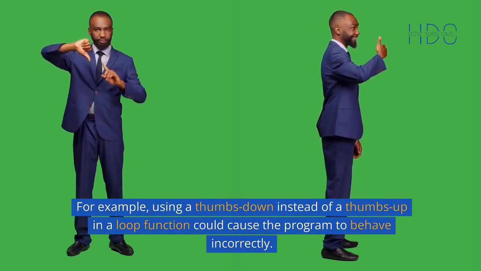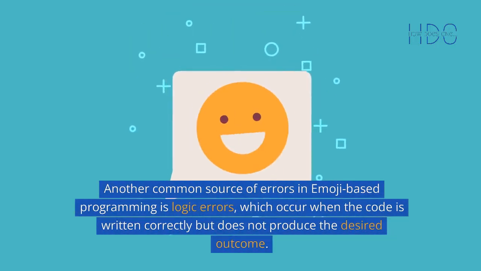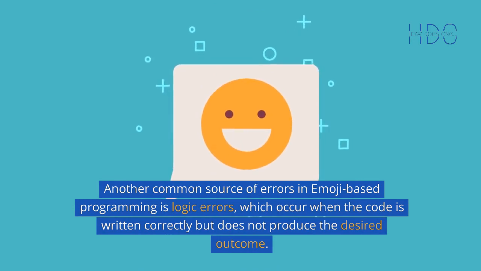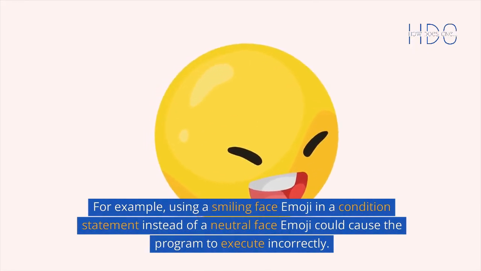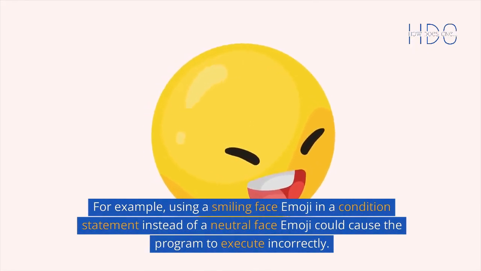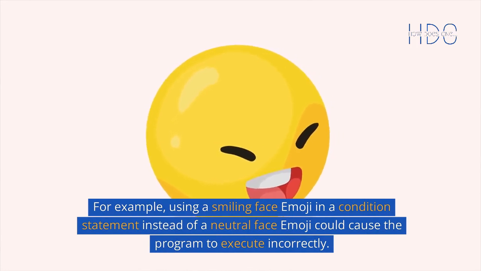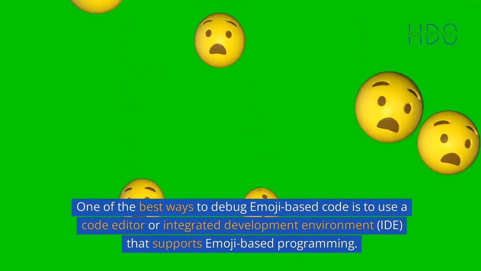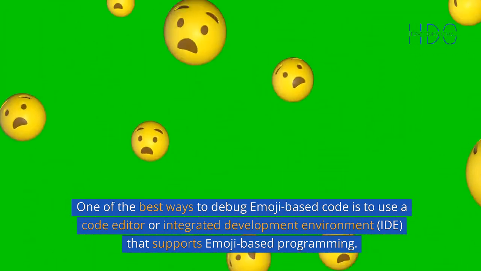behave incorrectly. Another common source of errors in emoji-based programming is logic errors, which occur when the code is written correctly but does not produce the desired outcome. For example, using a smiling face emoji in a condition statement instead of a neutral face emoji could cause the program to execute incorrectly.